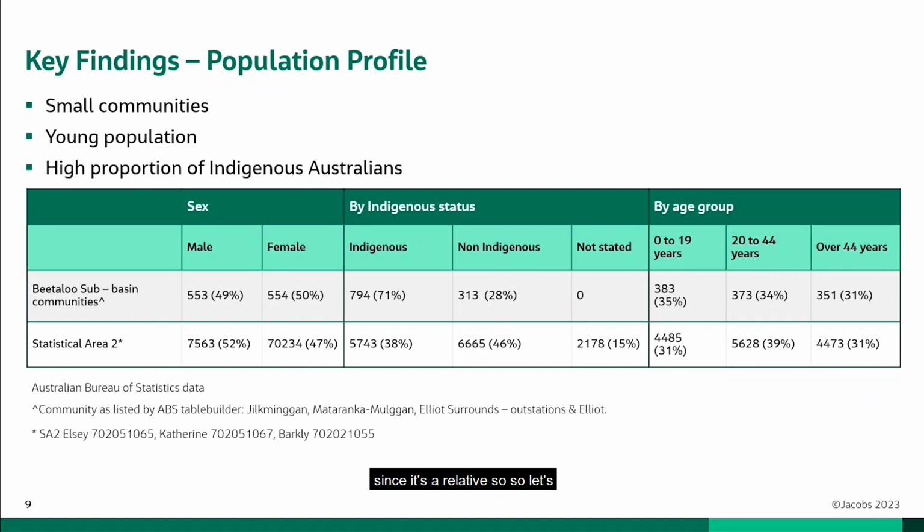So let's look at the population profile. We've got small communities and a young population. Almost 70% of the population is aged under 44 years of age, and 70% of the population comprises Indigenous Australians.